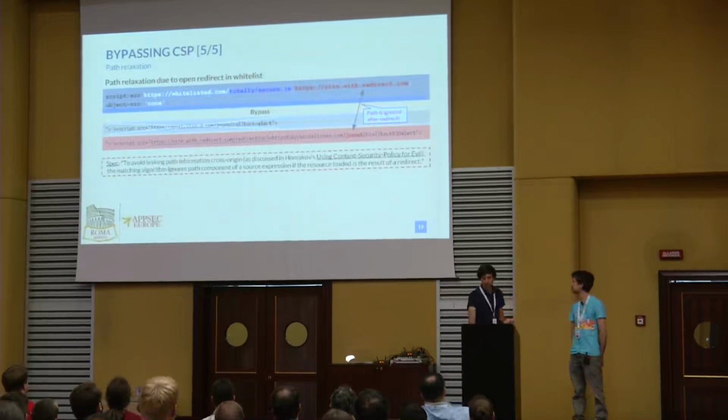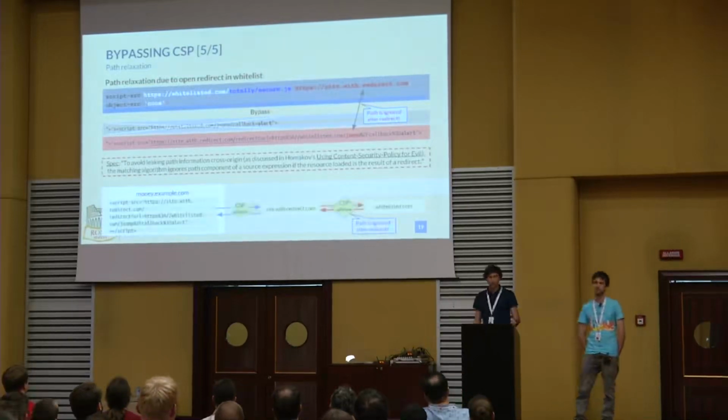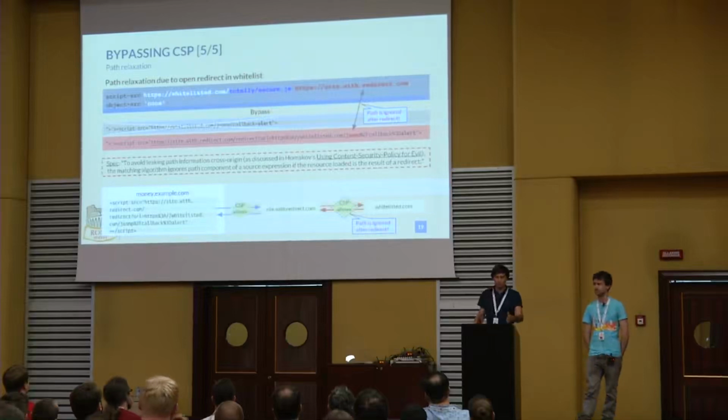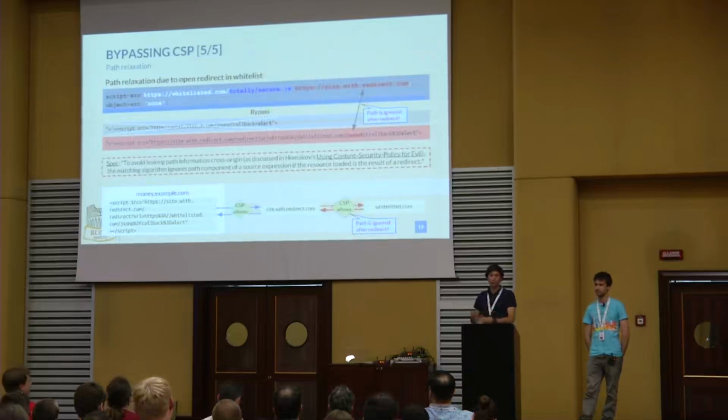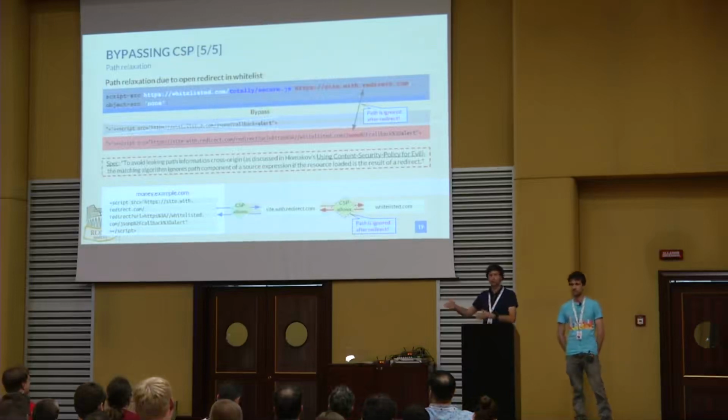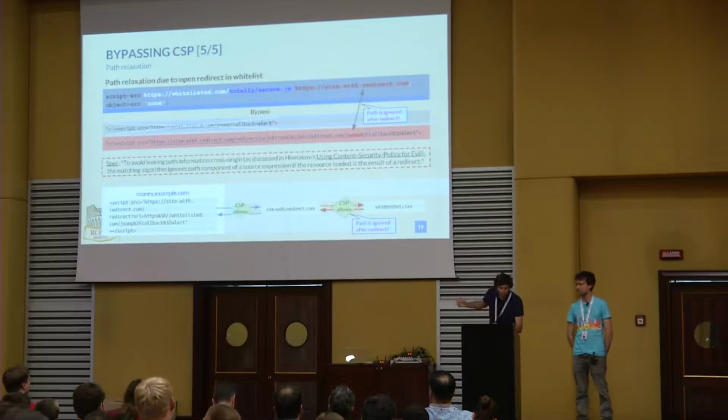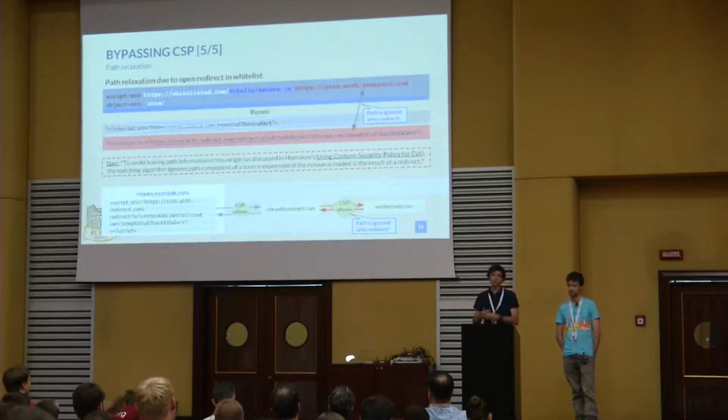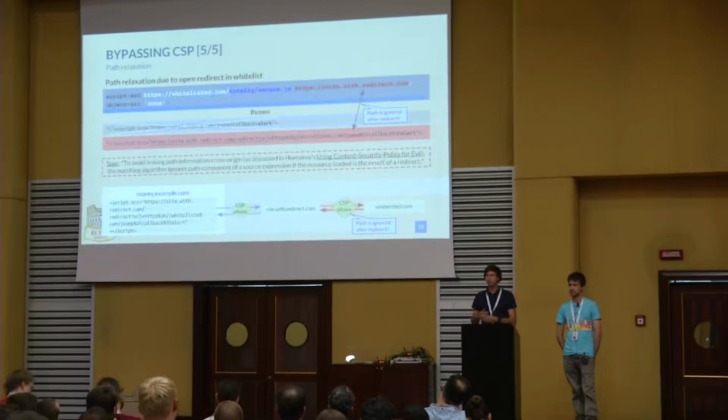And basically what happens is that CSP allows the site with redirect.com because it's a whitelist, right? But then when the site with redirect.com redirects to the JSONP callback, which is also on the whitelisted domain, but not whitelisted, CSP will drop the information of the path, right? CSP will only validate that after the redirect, the domain matches, right?